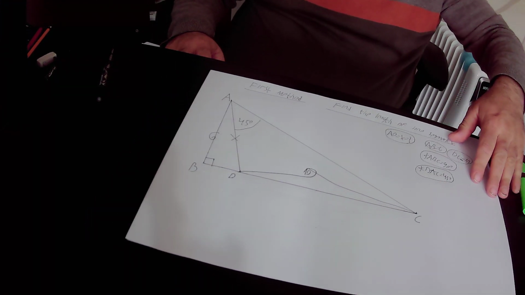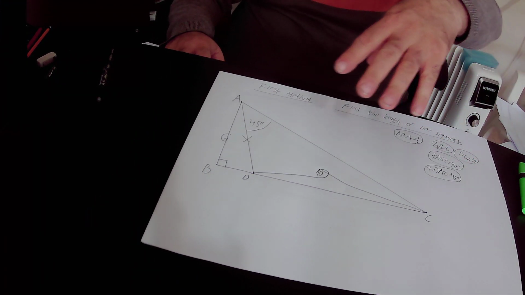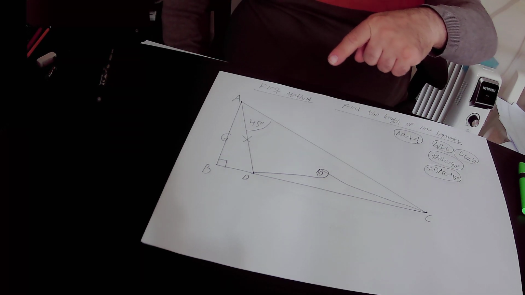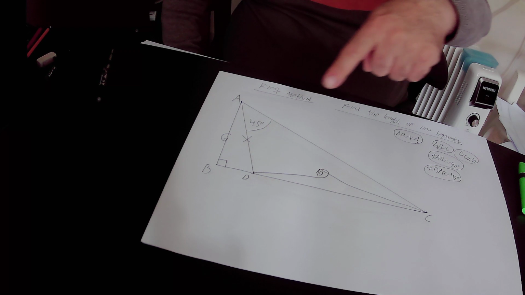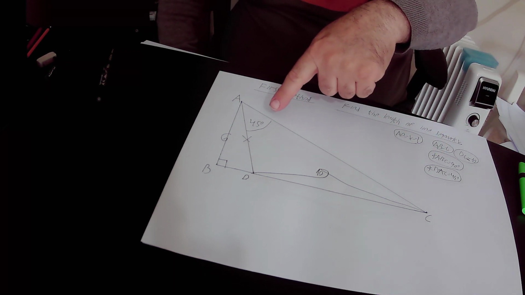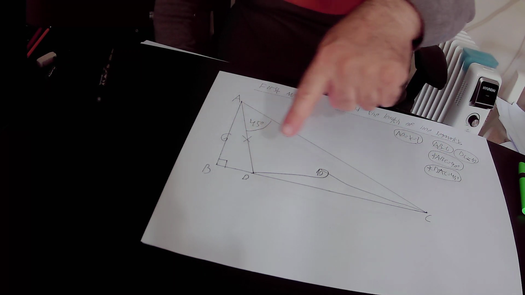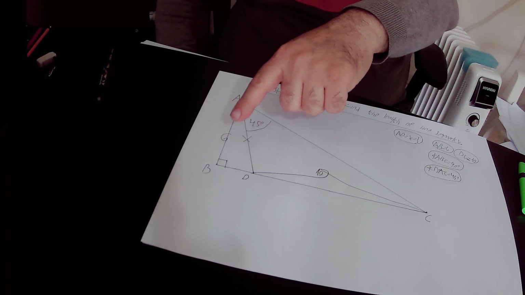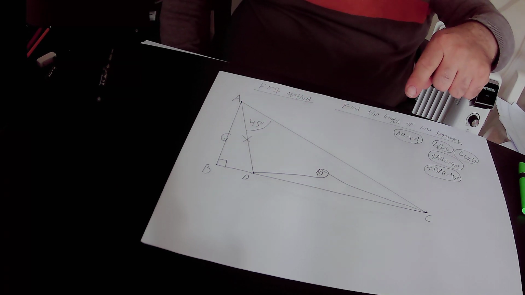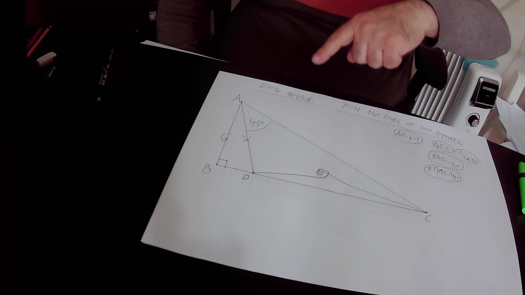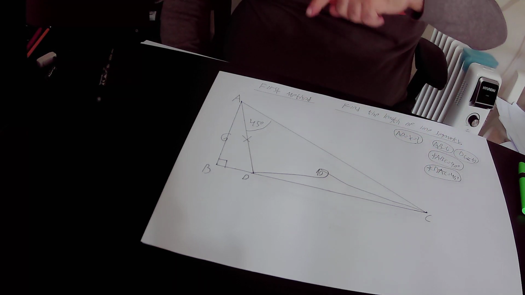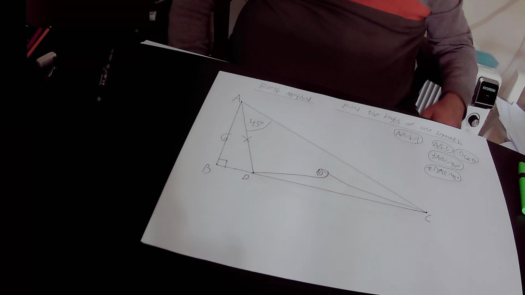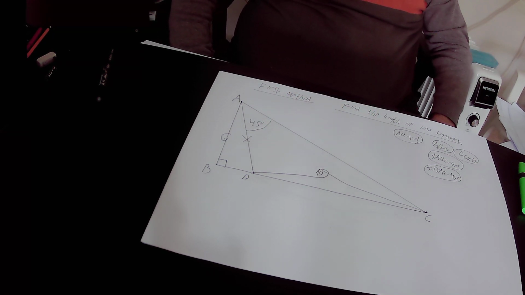In the drawing we have a triangle ABC. We know that angle DAC equals 45 degrees, angle ABC equals 90 degrees, side AB of triangle ABC equals 6 units, side DC equals 10 units, and we want to find the length of line segment AD, which is equal to X. So we'll start with the first method.